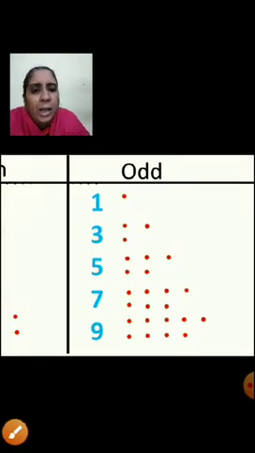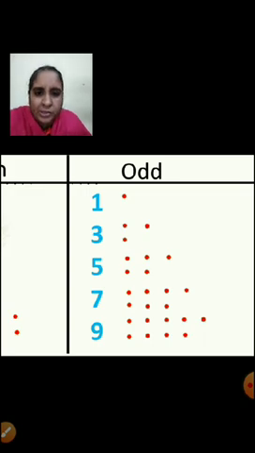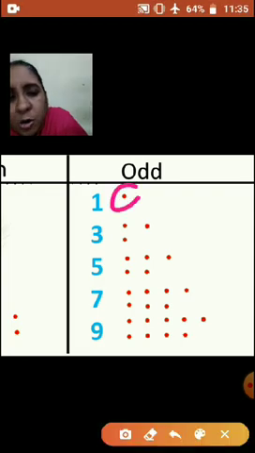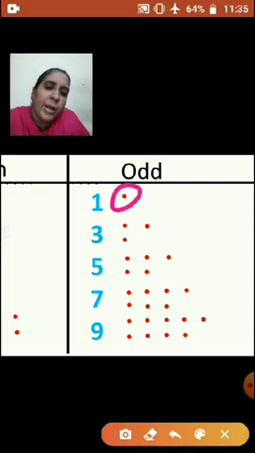Here also let us make a pair. Now here only 1 is there. Now if you are all alone, right? Do you have any pair here? No. So it means there is no pair, right? So 1 is an odd number.